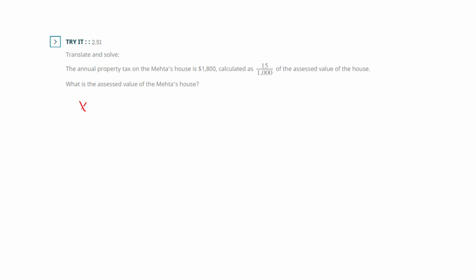Okay, this is needlessly confusing, but x is the assessed value of her house. All right, so here's what we know. Her house cost something, and she paid taxes that cost $1,800. Well, how much did she pay? She paid 15/1000 of the house's value. So we've got 15/1000ths of the assessed value equals 1,800. So I'm going to multiply both sides.